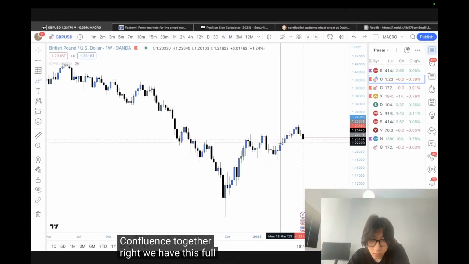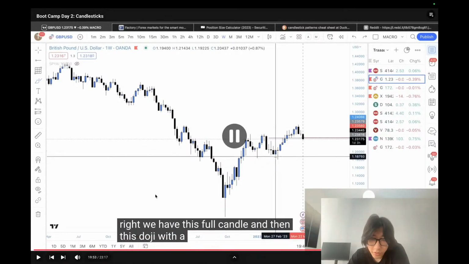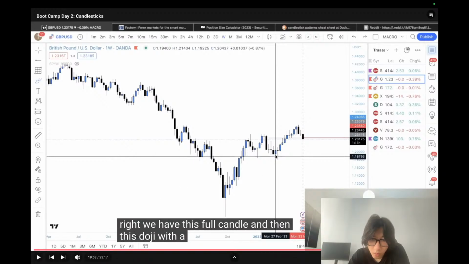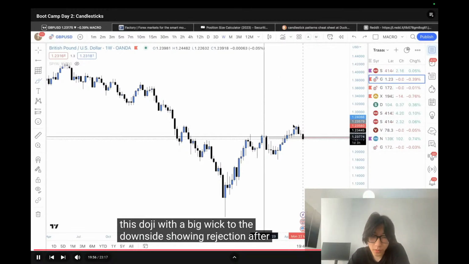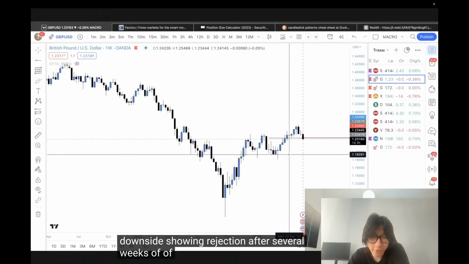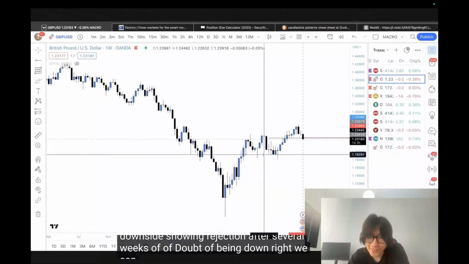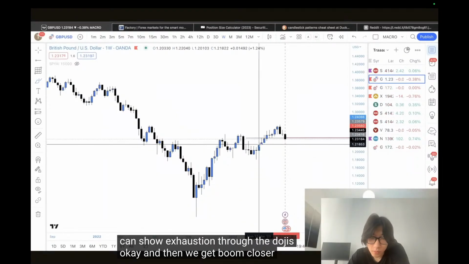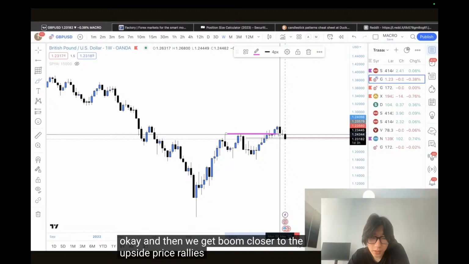Right? We have this full candle and then this doji with a restriction. It's like a pair. It has a really long wick to the downside and closes at this point, really high. Big wick to the downside, showing rejection after several weeks of being down. We can show exhaustion through the dojis. And then we get boom, a close to the upside. Price rallies, takes out these highs.